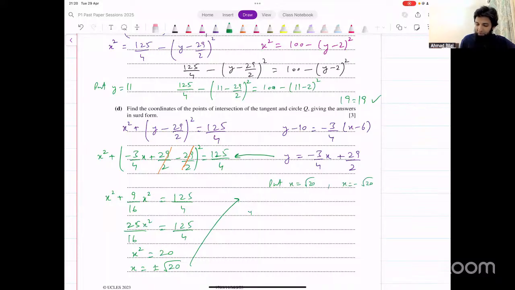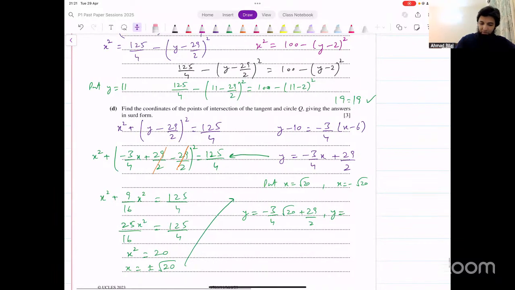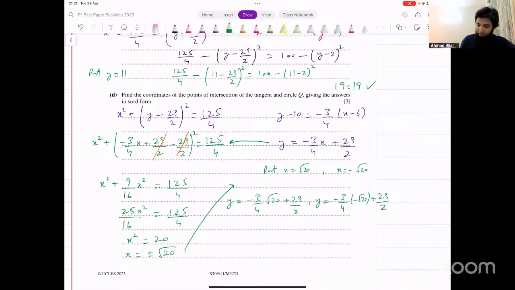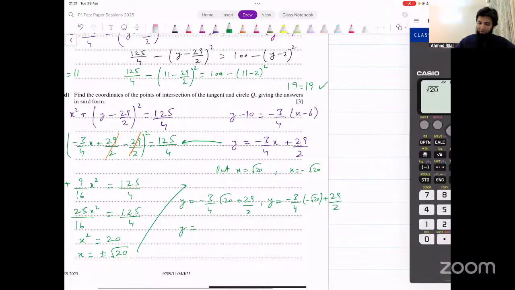What do we get from that? y equals minus 3 over 4 into under root of 20 plus 29 over 2. And y equals minus 3 over 4 into minus under root 20 plus 29 over 2. Now we've done so much working for 3 marks already, so we'll just put this on our calculator directly now and see what that gives us.